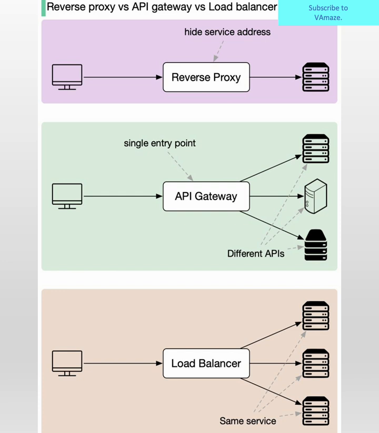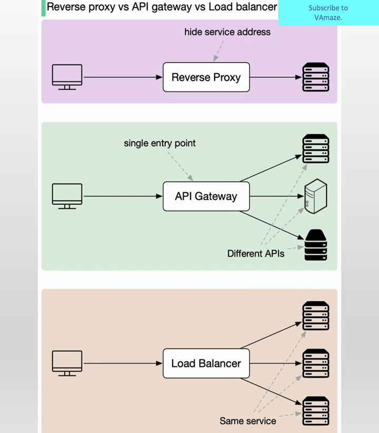Scalability approaches. Reverse proxy enables vertical scaling optimizations and basic horizontal scaling. Load Balancer, designed specifically for horizontal scaling across multiple identical servers. API Gateway enables both scaling and architectural flexibility through microservices patterns. When to use each solution.